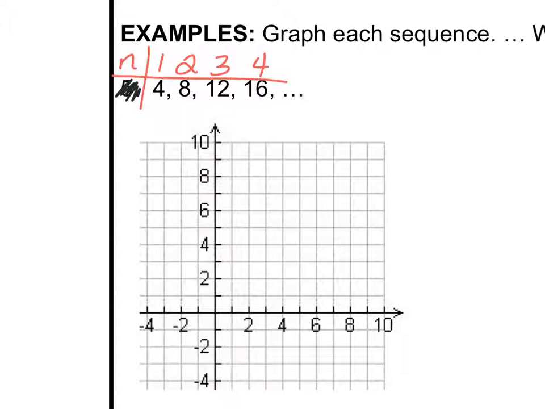And then we graph the sequence. The problem is this grid is not scaled in a way that would actually help you. I would change this to scale by 2s for each square. So 4, 8, 12, 16, 20.